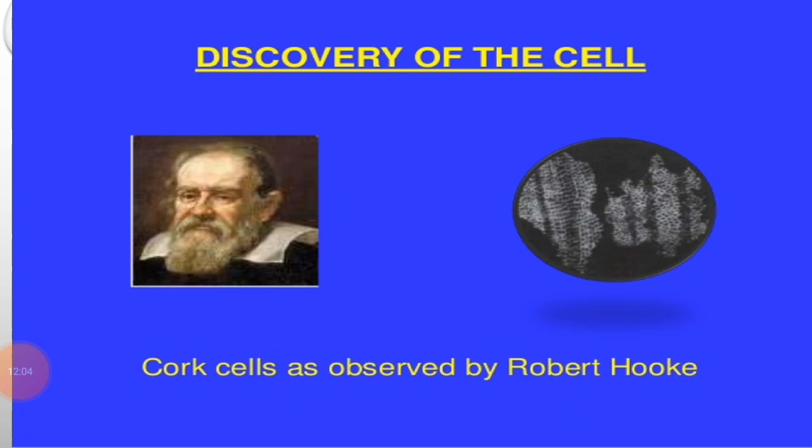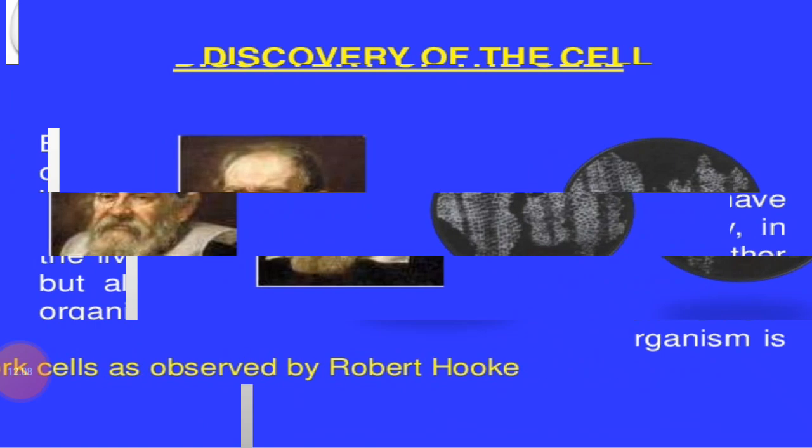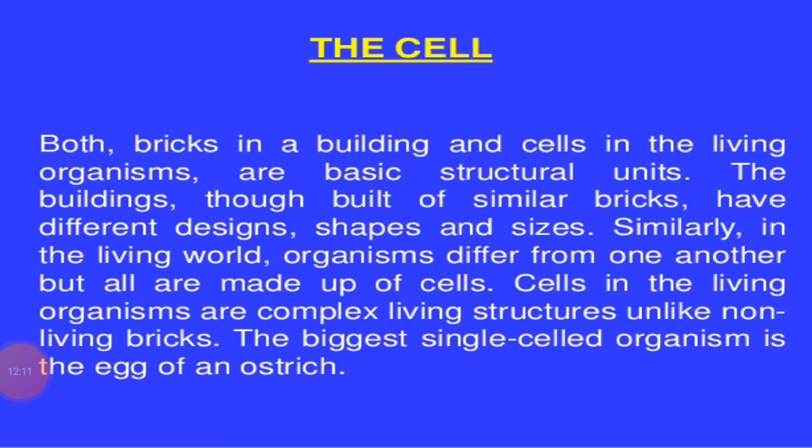These compartments later on are called what? They are called cells. Now, about the cell, we have to know what a cell is. Both the bricks in a building and a cell in a living organism are the basic structural units. Buildings, though built of similar bricks, have different designs, shapes and sizes. Similarly, in the living world, organisms differ from one another, but they are all made up of cells.